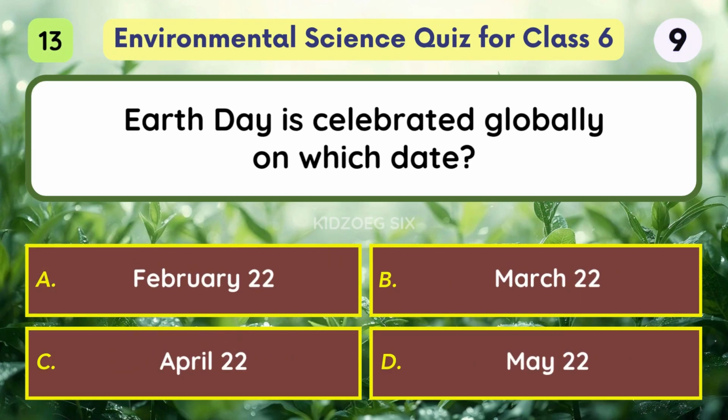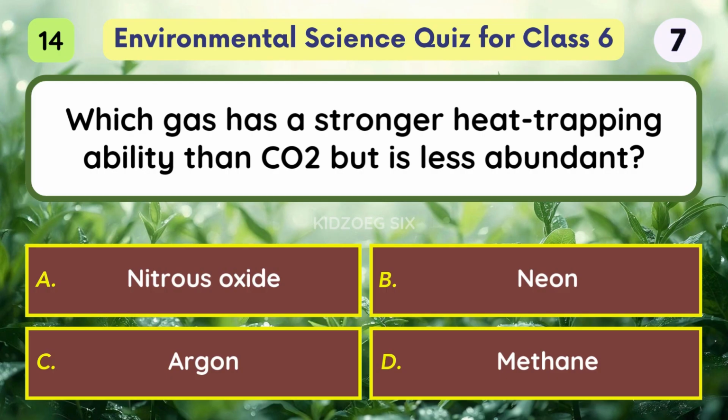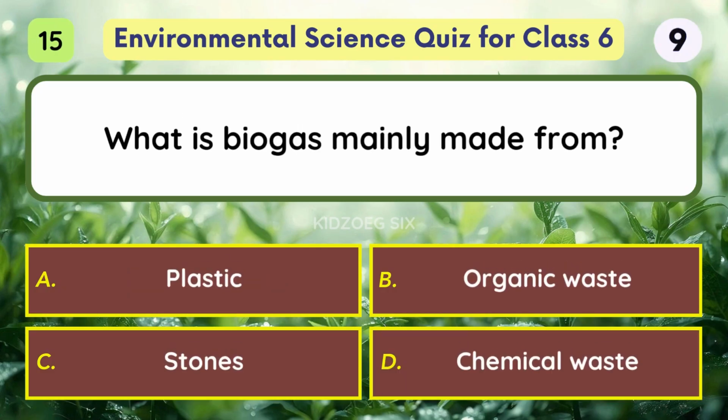Earth Day is celebrated globally on which date? April 22nd. Which gas has a stronger heat-trapping ability than CO2 but is less abundant? Methane. What is biogas mainly made from? Organic waste.